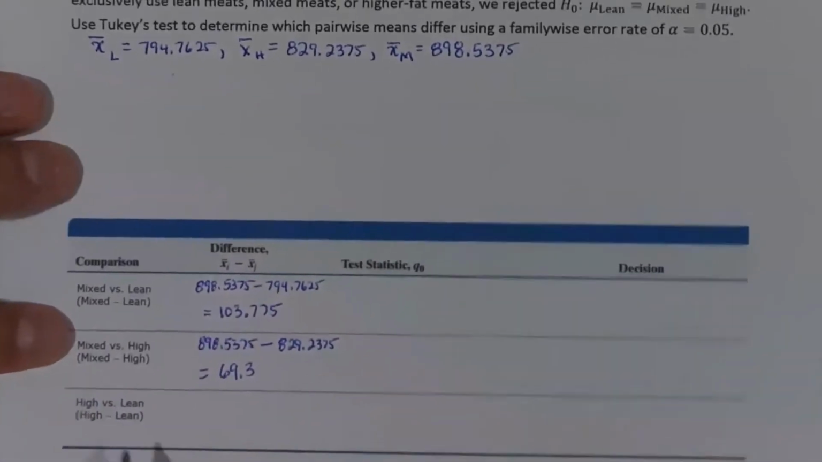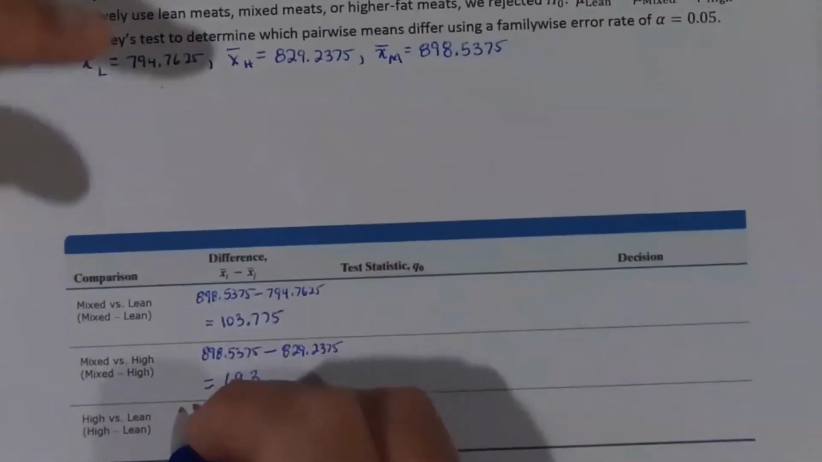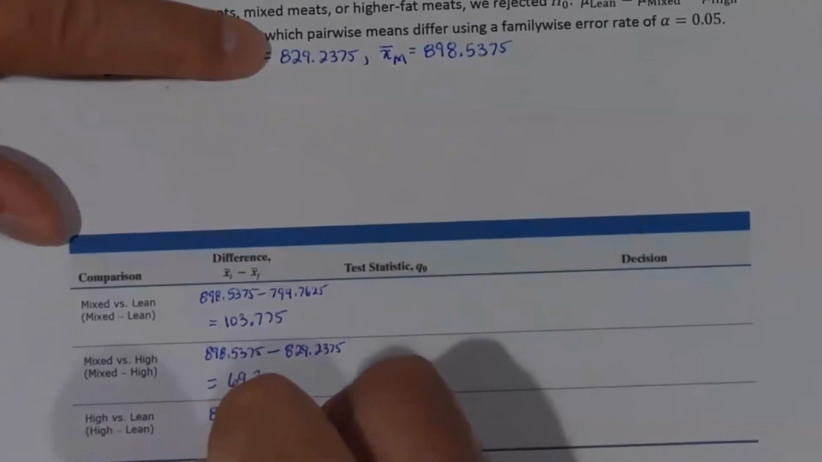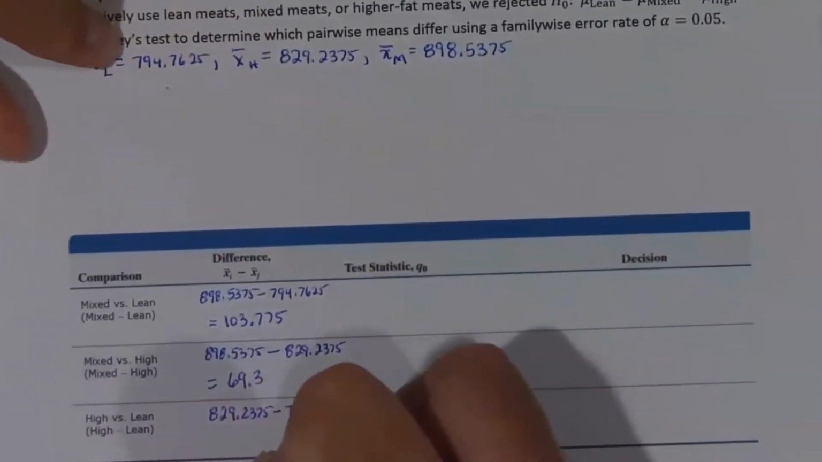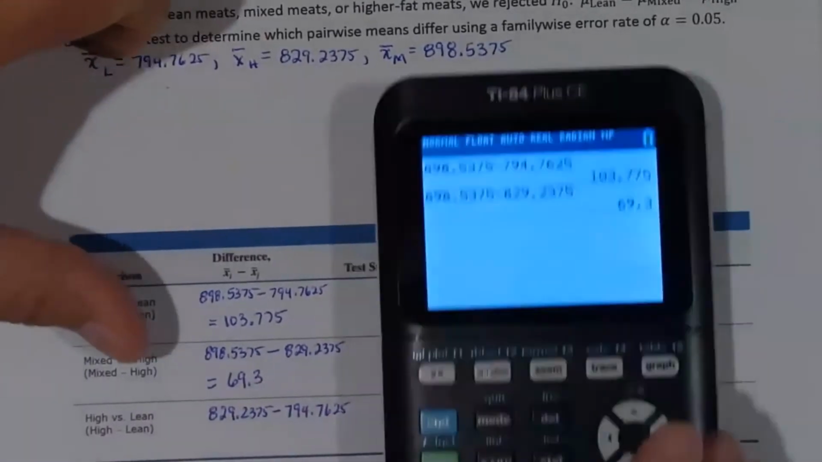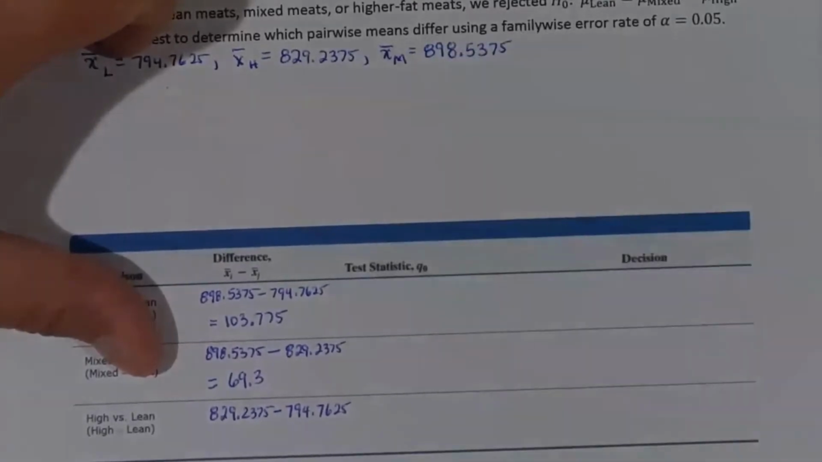And last but not least, I'm going to compare higher fat meats with lean meats. That's going to be a difference of 829.2375 minus 794.7625, that is a difference of 34.475.